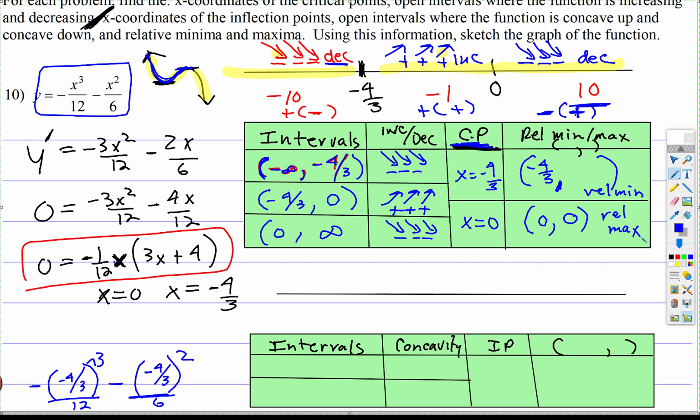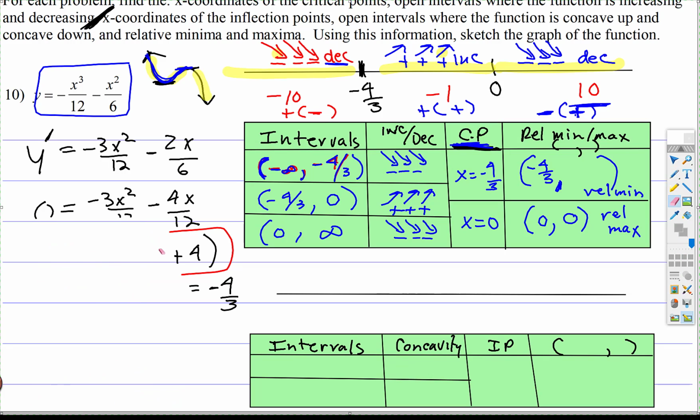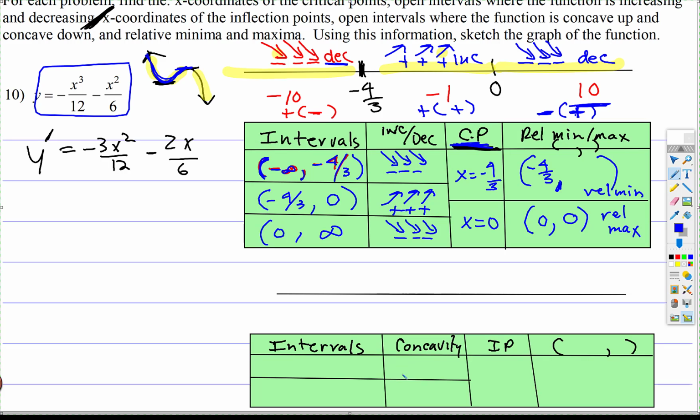So pause this if you need to write all the stuff down, because I'm going to erase much of this. All right, so I'm going to erase this part because now we have to talk about concavity. Okay, so here's the first derivative right here. Well, to talk about concavity and to find the inflection point, remember the inflection point is the point right at the exact moment that it changes from being concave up to concave down.